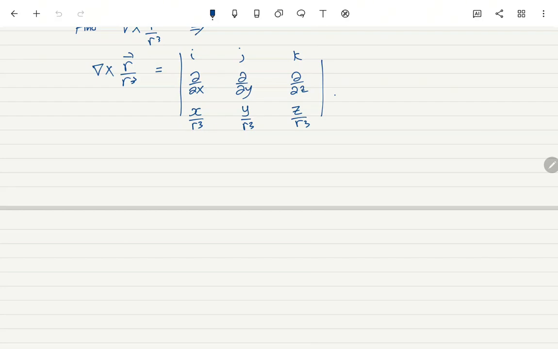Following the same procedure to solve the determinant, we will get curl of r over r cubed equal to 0. And again, this is a very important result used in electrodynamics.